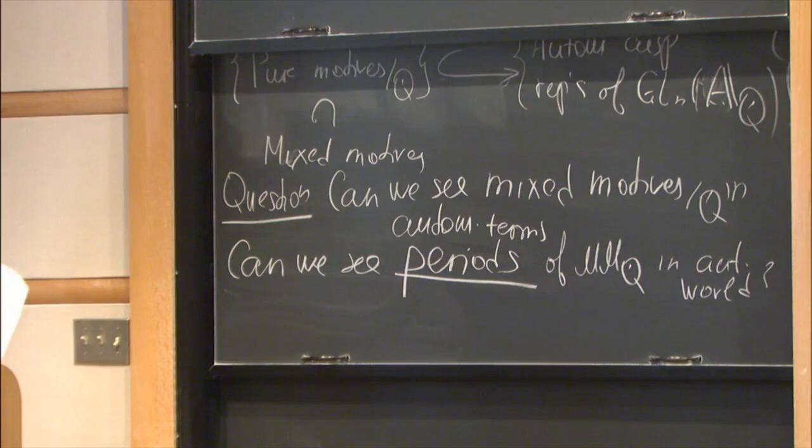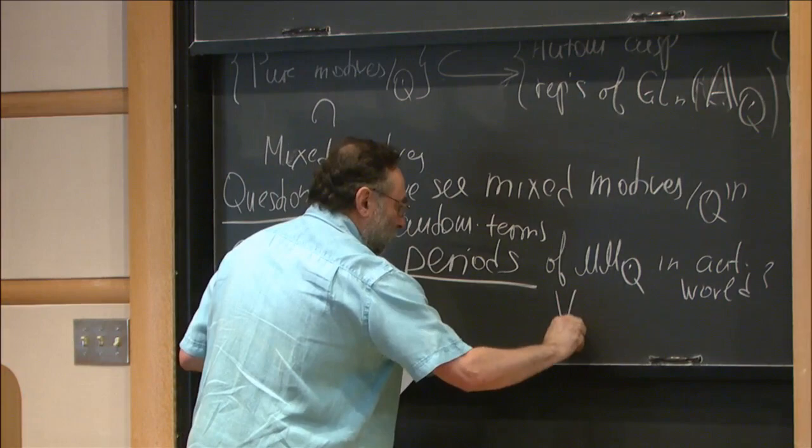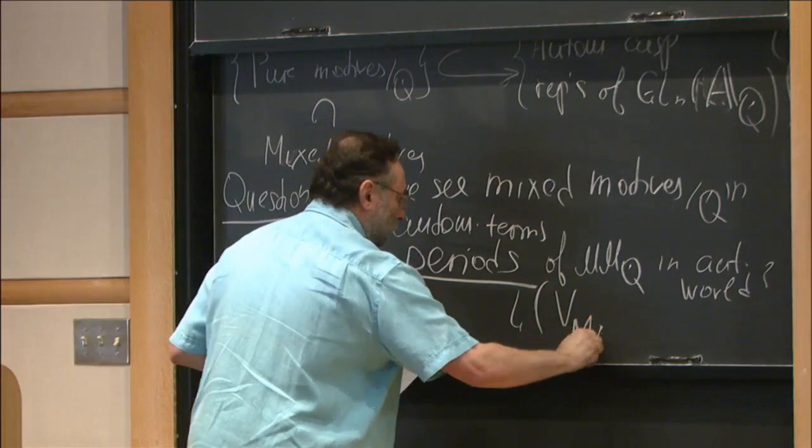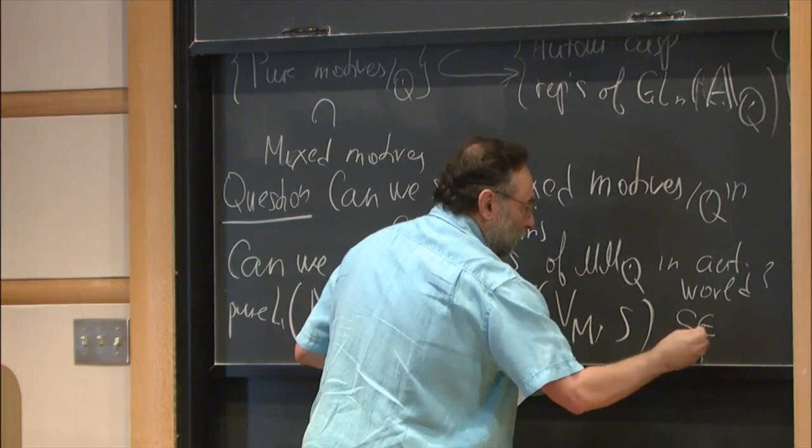And the simple thing is this. You can take some pure motive M, pure. Then it corresponds to some automorphic representation V_M, and both have L-functions. And up to some normalization, they're actually equal. That's how the correspondence manifests itself. But now we can take s to be special, an integer, up to some normalization.